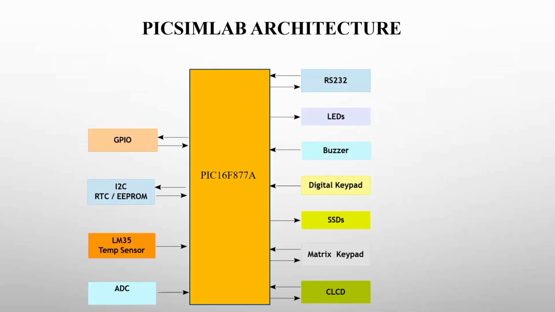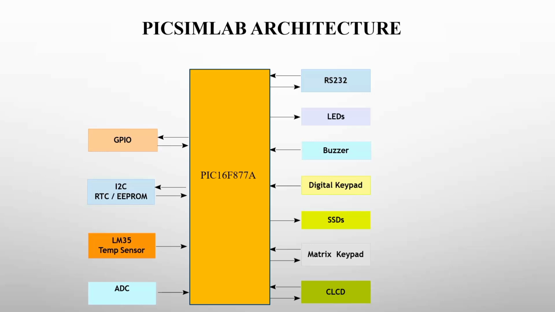Coming to PICSimLab architecture, PICSimLab is a simulation tool that helps in testing embedded systems before real world implementation. It allows debugging microcontroller programs without needing physical hardware, making development faster and easier. Basically, in PICSimLab, we are using the PIC16F877A microcontroller. It has 40 pins.